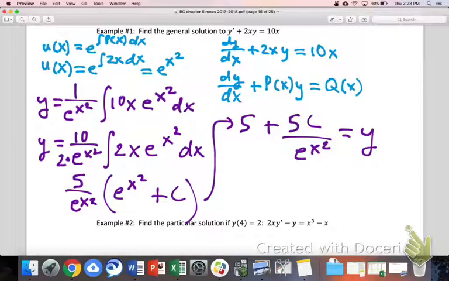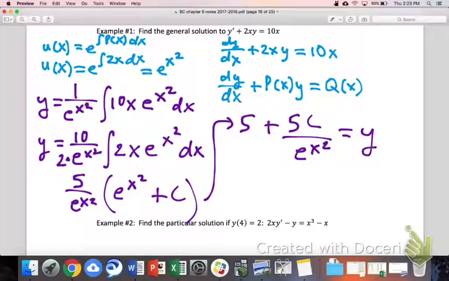Melissa, I see the frowny face. Why is there a 5? Why is it 5 plus 5c on the side, but it's just 5 plus c on the other side? So what we'd have to say here, of course, 5 is a constant multiple, c is a constant, so 5 times c would just be a different c.